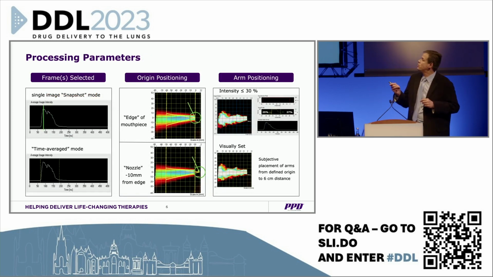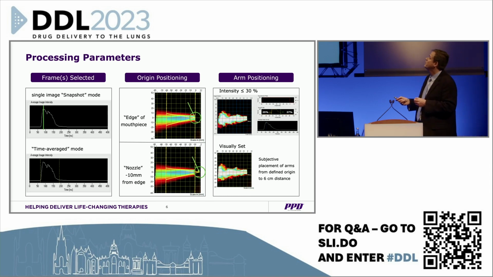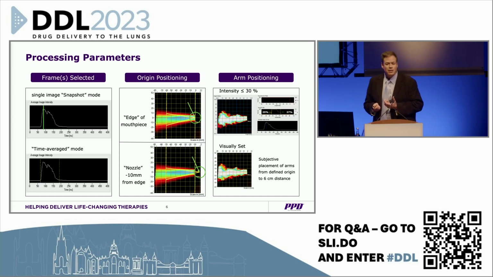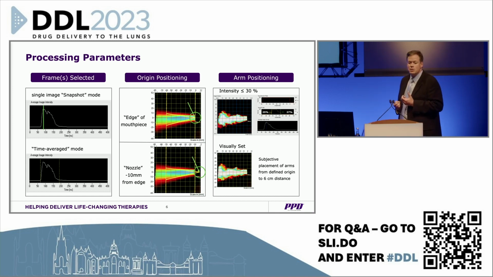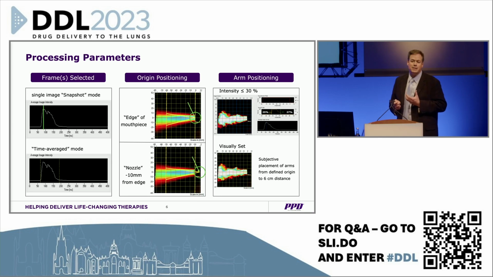This slide, I want to further define things a little bit. So origin positioning, what I've defined as the edge of the mouthpiece. The mouthpiece is here and quite literally right at the edge. That's to be differentiated from nozzle, which we've defined arbitrarily as 10 millimeters to the right, which would be closer to the actual nozzle of the MDI. Relative to the arm positioning, we used a less than or equal to 30% intensity value that's provided by the software to guide the analyst as a way to set these arms. And since we have trained analysts who perform this technique day in, day out, we said, okay, use your best judgment, visually assess and place the arms.